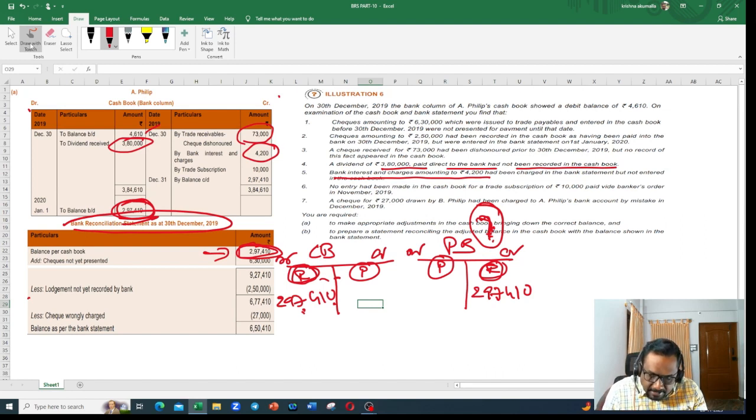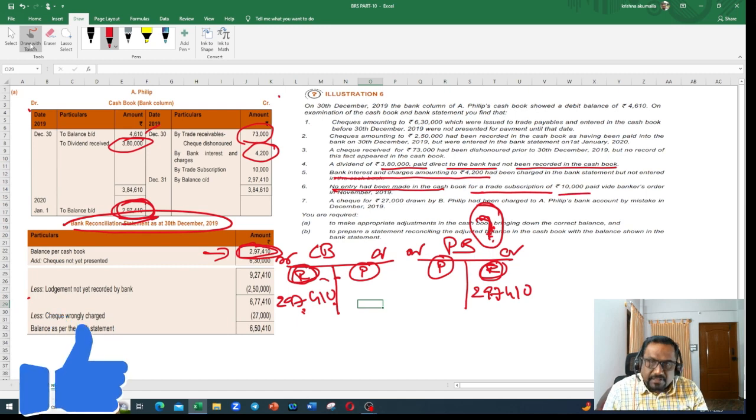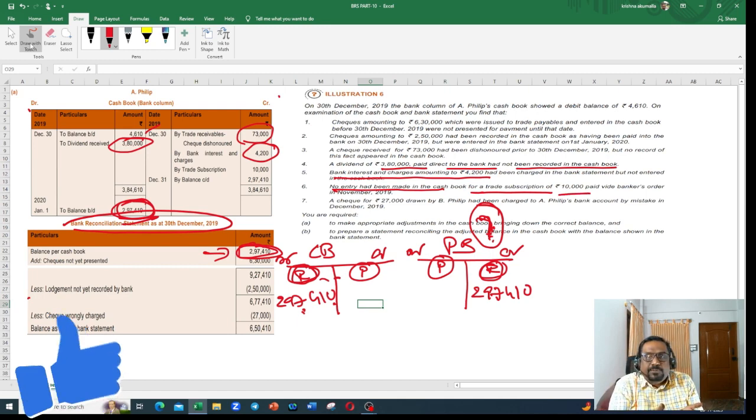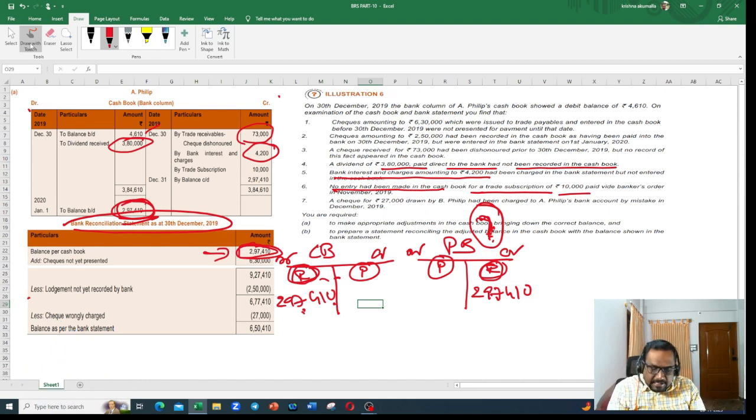Clear? Then, no entry had been made in the cash book for a trade subscription of 10,000. This also we adjusted because the entry was not recorded in the cash book. That is what he's saying. So that was an omission, and that omission has been taken care of. Here you see, this 10,000 is already recorded as trade subscription, already adjusted in the cash book. We took the adjusted cash book balance only. So you don't require to record it again in reconciliation, because that has already been taken care of in the adjusted cash book balance.